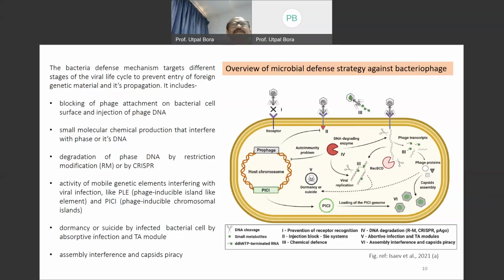So these are some of the strategies the bacteria adopt. So you can see the pictorial representation over here of the various defense strategies. Number 1, 2, 3, 4, 5, 6. We'll come back to them again and again from time to time.